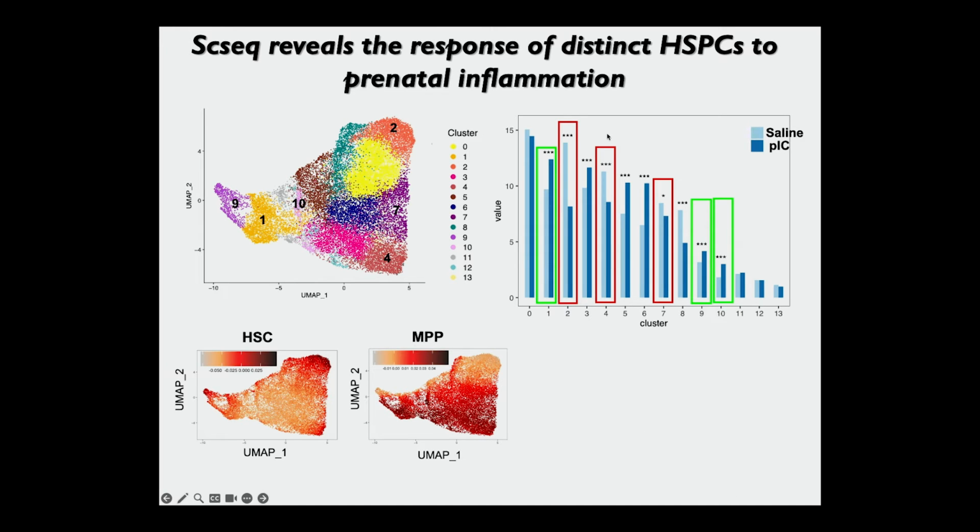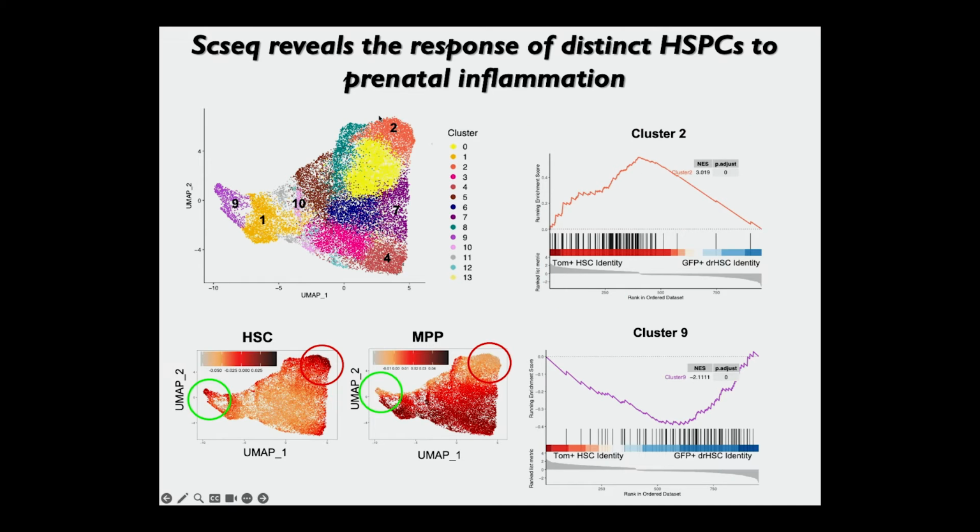But we overlaid HSC and MPP adult signatures. These signatures don't exist in fetal hematopoiesis, in mouse at least. And we identified two populations that overlaid with our tomato positive and GFP positive DRHSC respectively, non-overlapping with MPP and overlapping with HSC respectively. This was cluster 9 on the left and cluster 2, again, at opposite extremes of our single-cell sequencing clusters. And we performed GSEA. And so what I'm showing you here is that our cluster 2 is our tomato positive HSC and our cluster 9 is our GFP positive DRHSC.